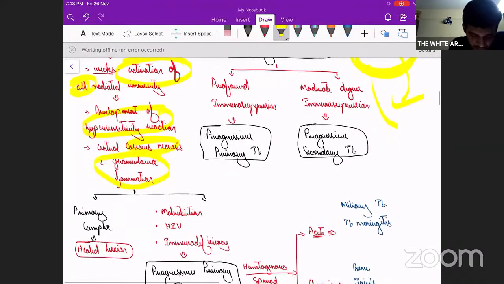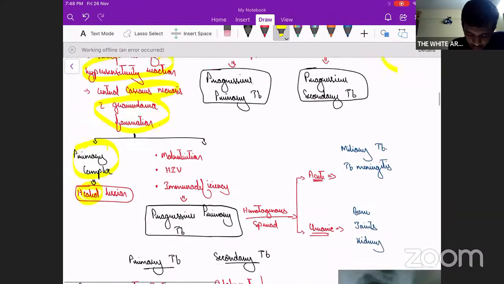So what happens is, if the cell-mediated immunity is good enough, then we'll be able to restrict the disease by forming central caseous necrosis and granuloma formation, and it ends up forming a primary complex. It ends up forming a healed lesion, correct?